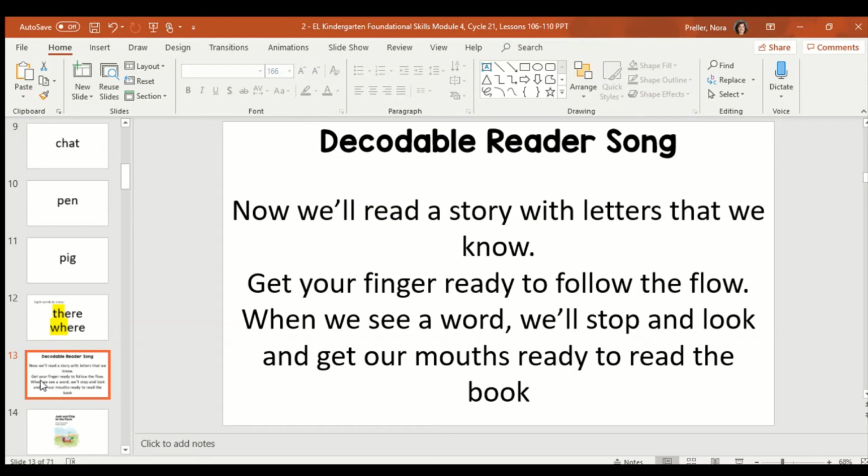Now let's sing our decodable reader song. Now we'll read a story with letters that we know. Get your finger ready to follow the flow. When you see a word, we'll stop and look and get our mouths ready to read the book.